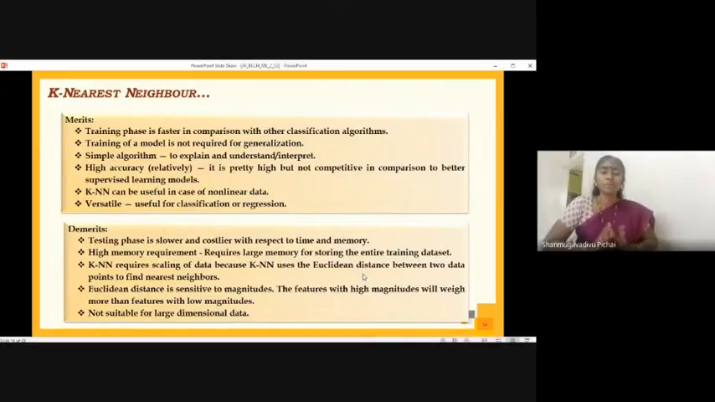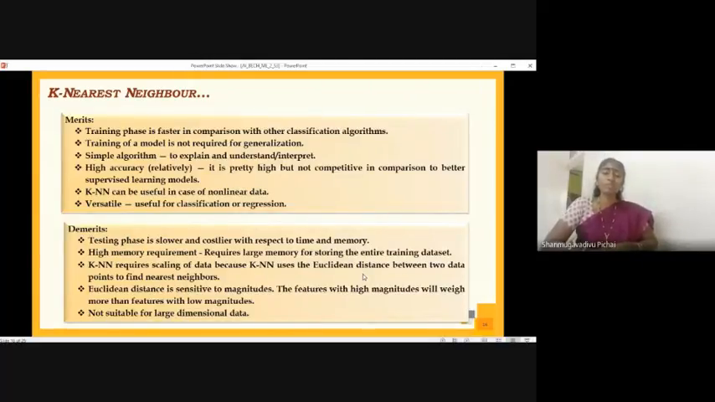Then k nearest neighbor is highly useful for non-linear data. Suppose the data happens to be non-linear and you try to apply a support vector machine, we have the problem of converting the non-linear data into linear; only then will we be able to draw the hyperplane. But in this case it is not so. You can just take the non-linear data set as it is, apply this, and get the best results. It's highly versatile because it is useful for classification as well as regression.